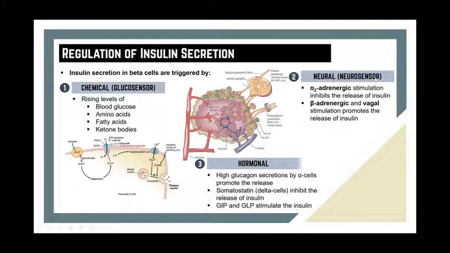Alpha-2 adrenergic stimulation inhibits the release of insulin, whereas beta adrenergic stimulation promotes insulin release. A high level of glucagon promotes the release of insulin, but somatostatin inhibits the release of insulin. Other hormones, GIP and GLP, stimulate insulin. This video will explain what GIP and GLP are. Please take note of this because it relates to anti-diabetic drugs that are able to mimic these hormones.